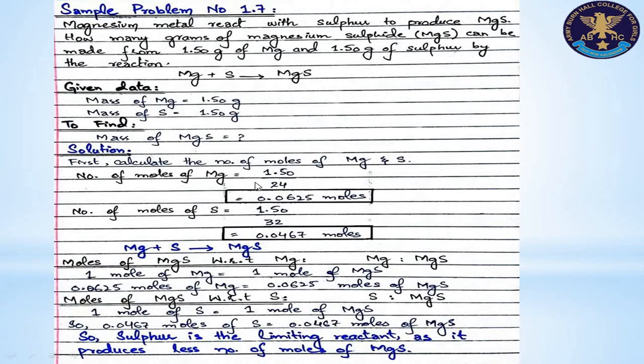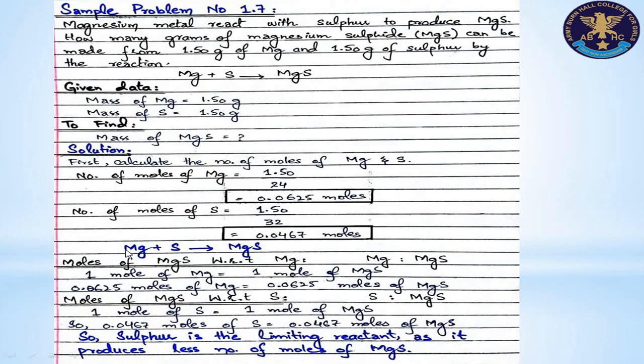The number of moles of magnesium is equal to given mass divided by atomic mass. Given mass is 1.50 divided by 24, which is equal to 0.0625 moles. While for the number of moles of sulfur we have 1.50 divided by the atomic mass of sulfur, which equals 0.0467 moles. So we have done step 2. Now proceeding towards step 3, we have to calculate the number of moles of the product with respect to both of these reactants. First we will calculate the number of moles of magnesium sulfide with respect to magnesium.